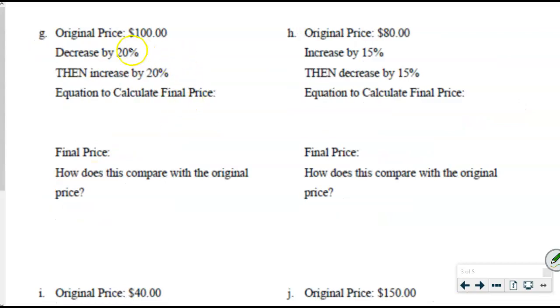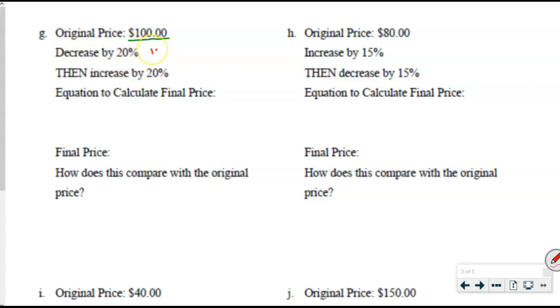Notice on each one of these, I do give you the original price. Okay, so the original price is $100 and it decreases by 20%. So maybe it goes on sale or something. And then for some reason, it increases by 20%. What's happening? So maybe there are some stories that we have in a future lesson that will tell you why maybe it's doing these things. But if it's decreasing, just focus on this.